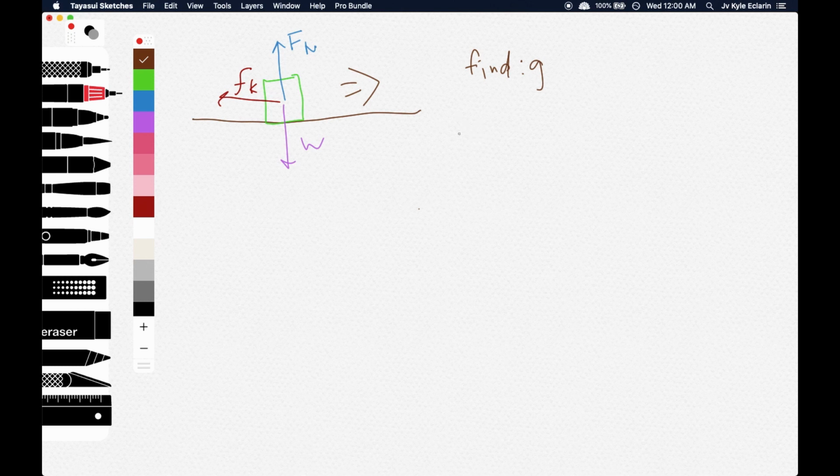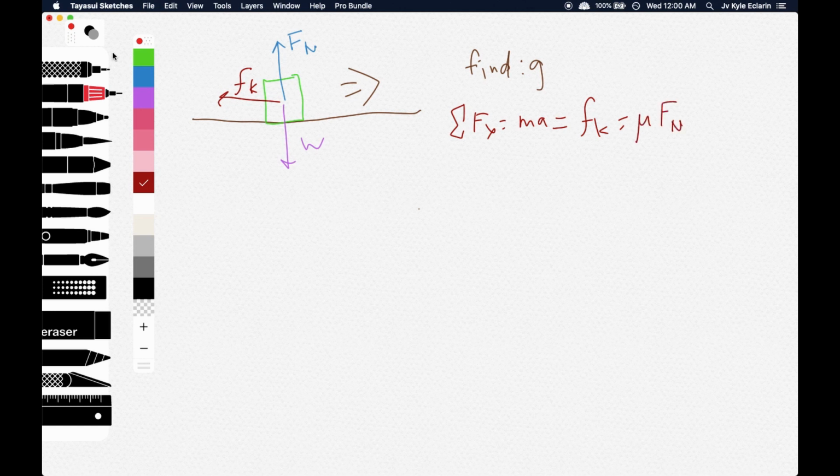Okay, so the sum of the forces in the x direction is equal to ma. It's slowing down, so acceleration is not equal to 0. And there's only one thing in the x direction. There's only one force, and that's F of k. Now F of k is equal to the frictional force, which is equal to mu times the normal force. Now, what is the normal force?